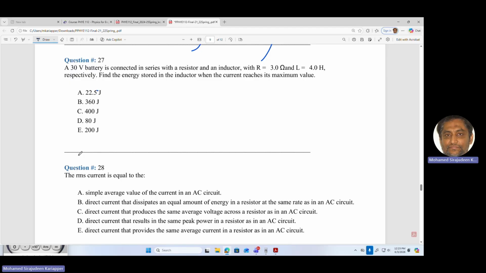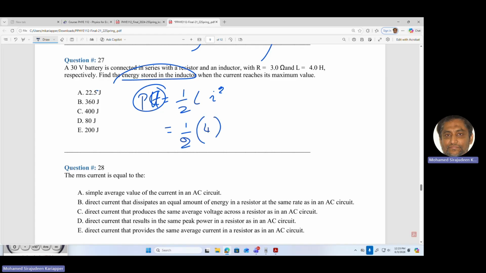A 30-volt battery is connected in series with a resistor and an inductor with R equal to 3 ohm and L equal to 44 Henry respectively. Find the energy. This is just the equation. You just have to know that energy, potential energy or whatever that's coming from the magnetic field is equal to half L I squared. Substitute half. The resistance is not needed, since it's the energy stored in the inductor, right? The resistance doesn't matter. It's just there to confuse us.